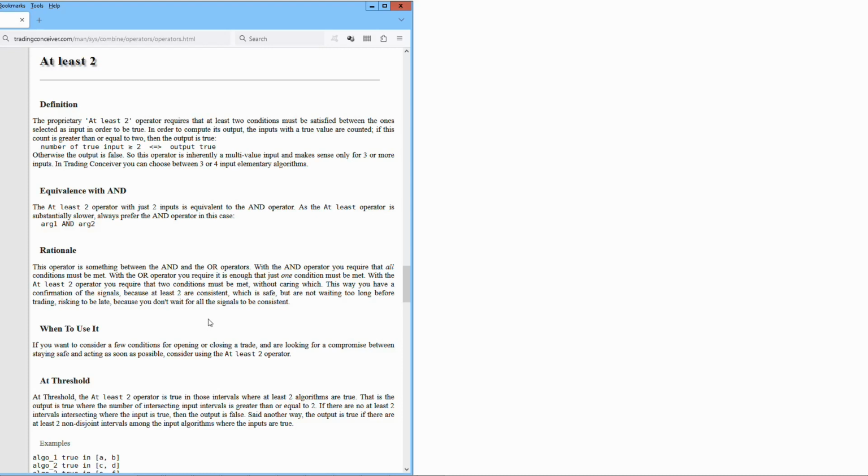This operator is something between the AND and the OR operators. With the AND operator, you require that all conditions must be met. With the OR operator, it is enough that just one condition must be met. With the at-least-2 operator, you require that 2 conditions must be met, without caring which. This way you have a confirmation of the signals because at least 2 are consistent, which is safe, but you are not waiting too long before trading, risking being late, because you don't wait for all the signals to be consistent.